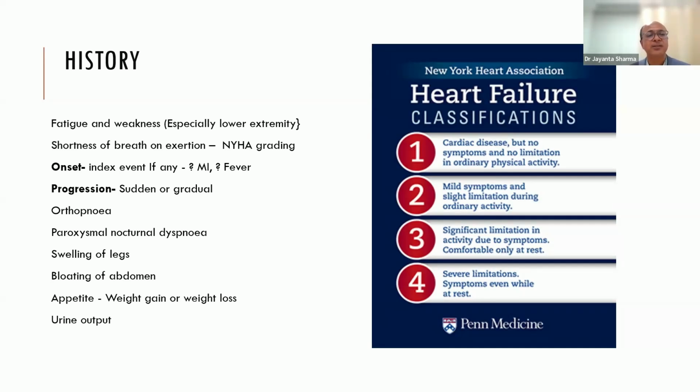Next is the onset, whether the onset is acute or slow. Progression, whether it is sudden or gradual. Orthopnea, whether the patient has PND. If the patient has swelling of legs, bloating of abdomen, early satiety, loss of appetite, weight gain or weight loss, or changes in urine output, we have to take the proper history one by one. If we take the history properly, we can get some clue about the heart failure, and along with the NYHA classification, we can grade them 1, 2, 3, 4 from the history.